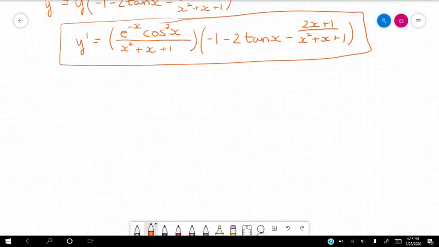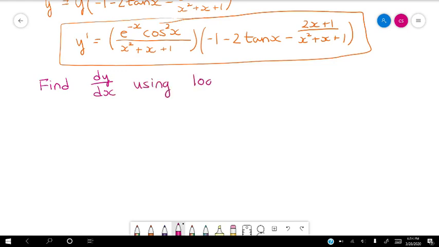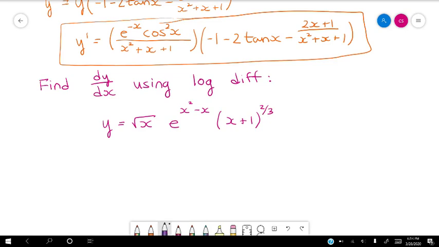So you guys are going to do that process for this function. Let's find dy/dx using logarithmic differentiation. I'll shorthand it. If our function is equal to the following: square root of x times e to the x squared minus x times x plus 1 to the 2/3. All right, so go ahead and push pause and then come on back and we'll see how you guys did.